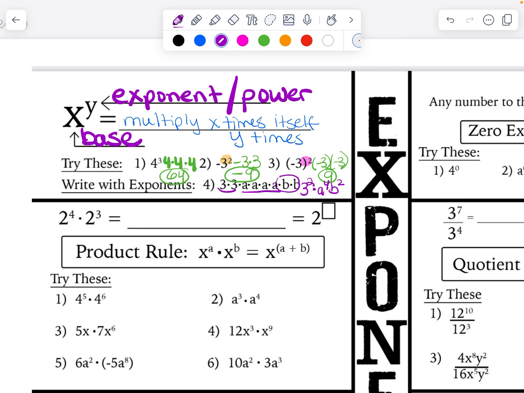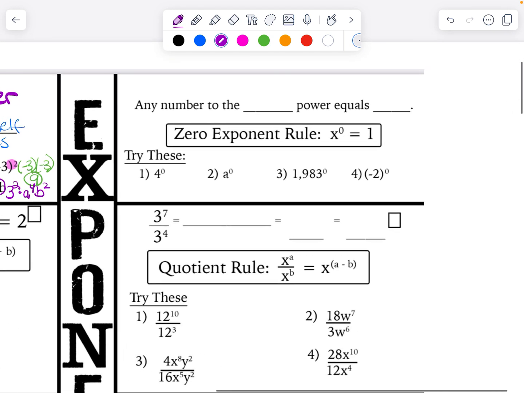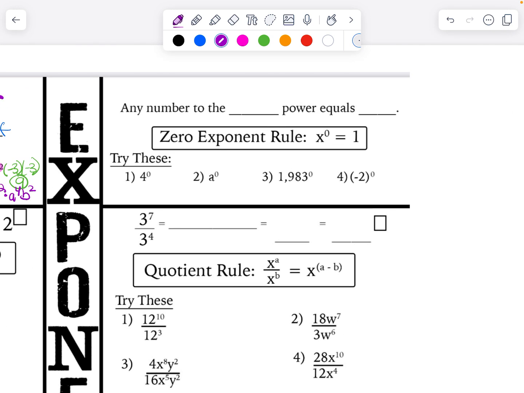All right, then we're also going to do the zero property because it's nice and easy peasy. Any number to the 0 power equals 1. Let's highlight this in here and watch how easy this is going to be for us.